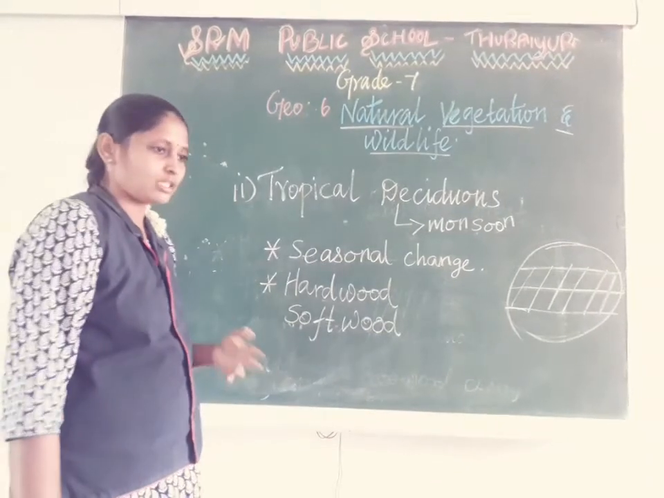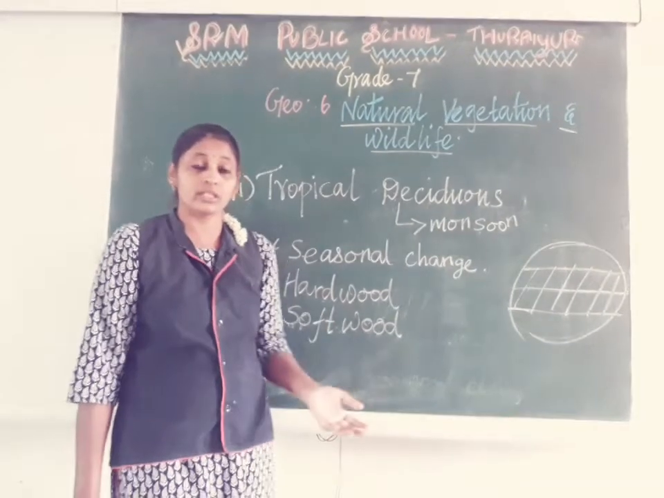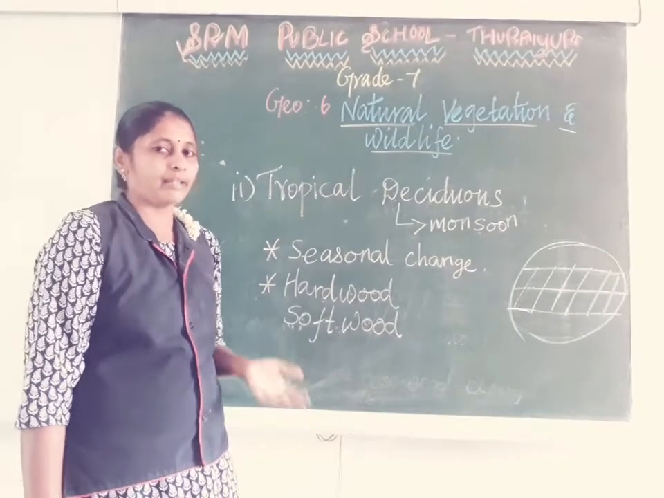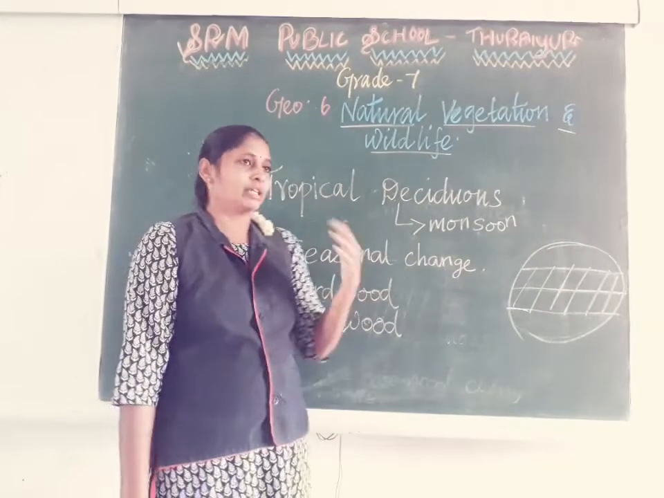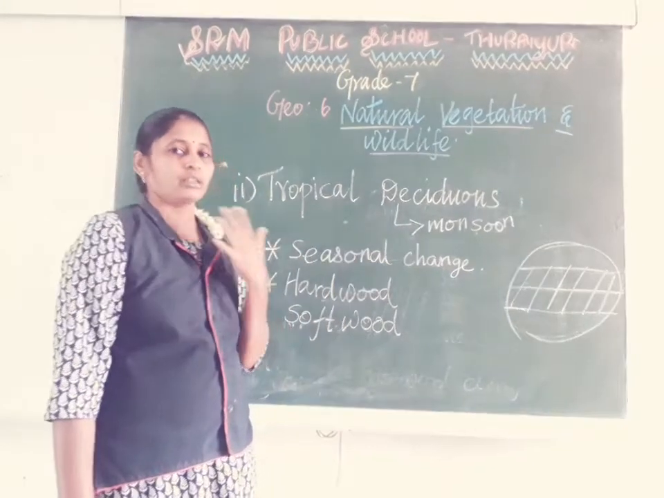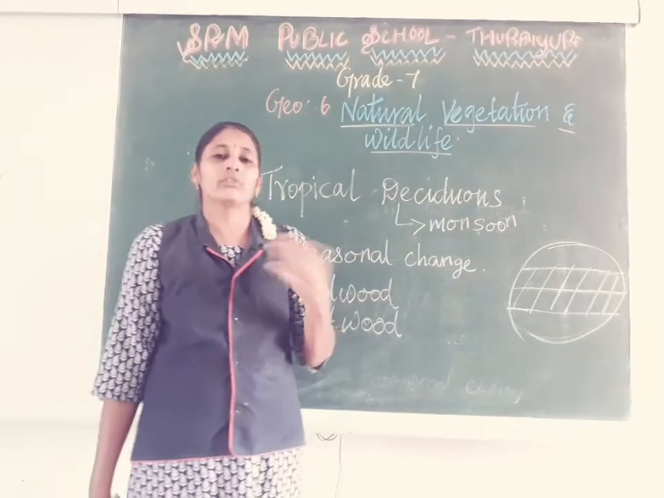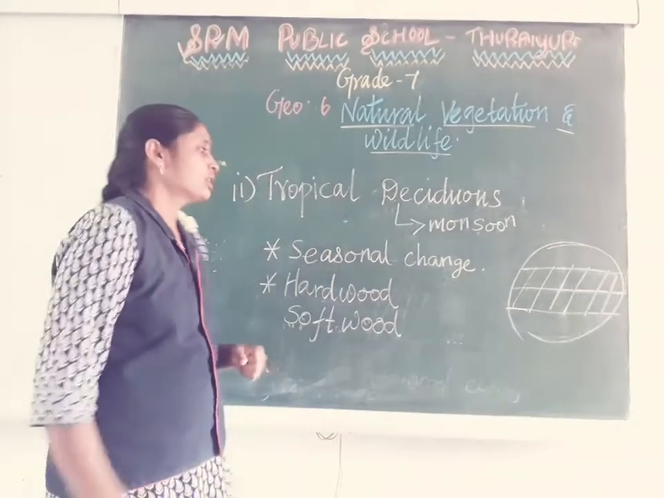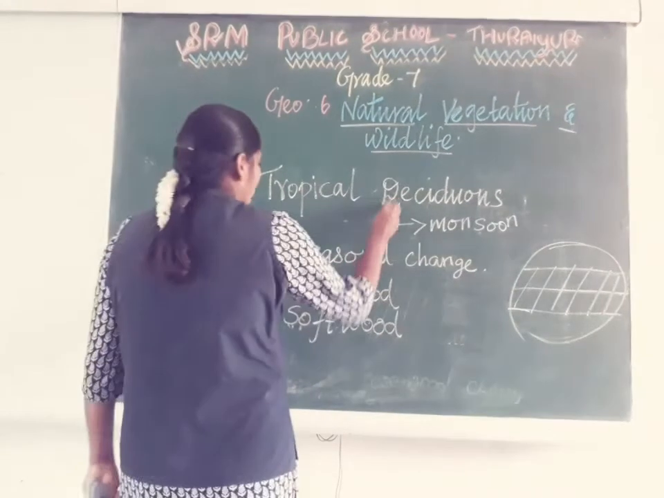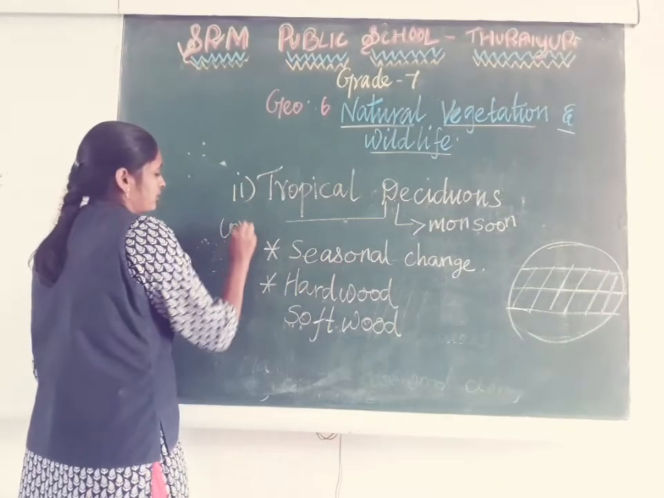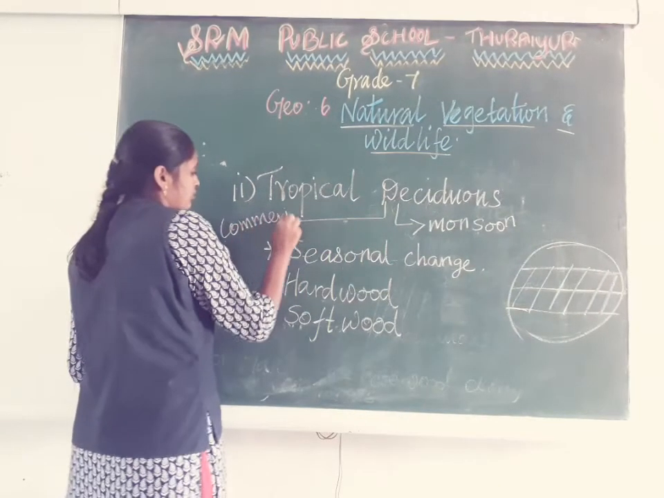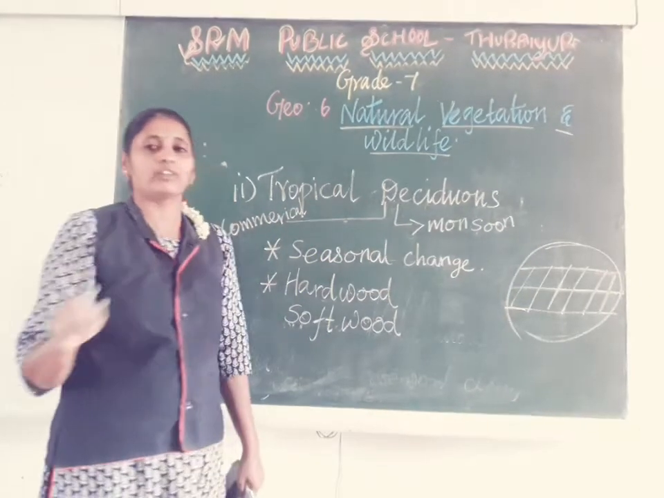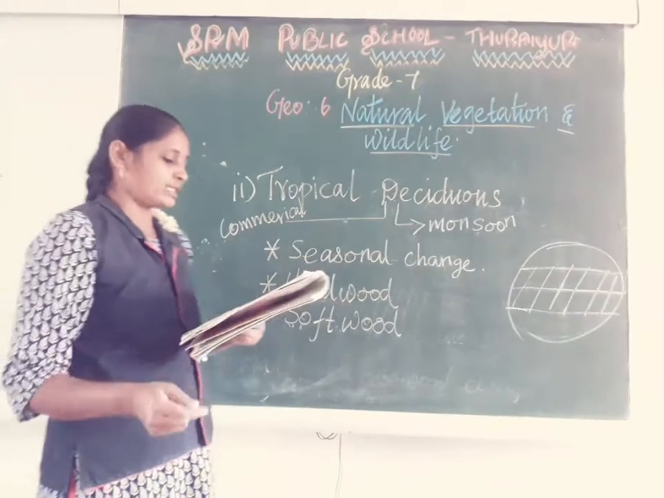were cleared by the British. They used the trees, used the wood, for making railway tracks or constructing big palaces. Like that, throughout the world they are using deciduous forest trees with the main object of making furniture. So that's why these deciduous forests are also called commercial forest. Which forest is also called commercial forest? The tropical deciduous forest.